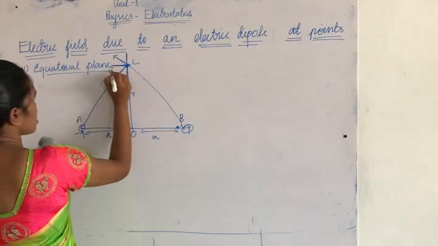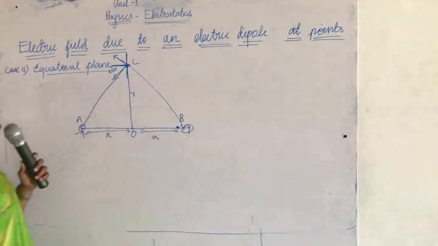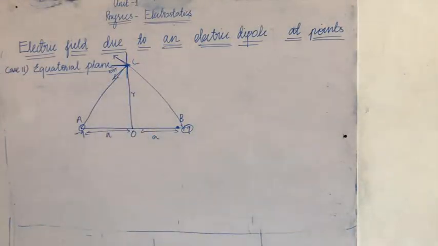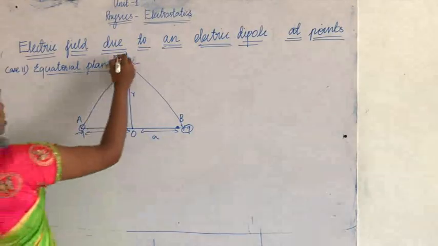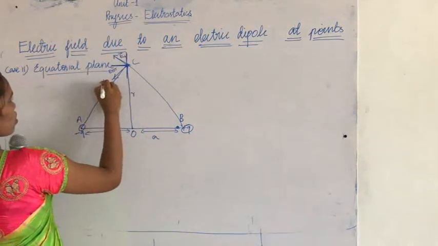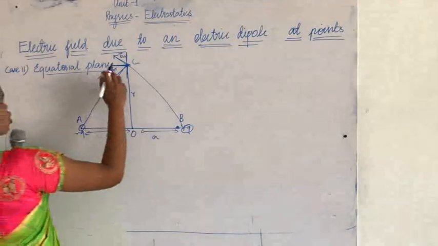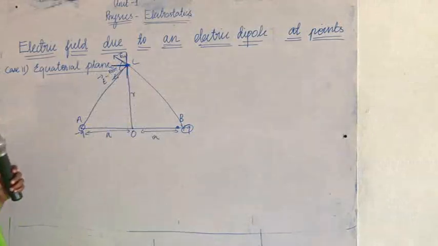The center one is E total. How does it become E total? The point BC goes along the E plus vector, and this CA goes along the E minus vector. So this is E total. It is resolved into two components.